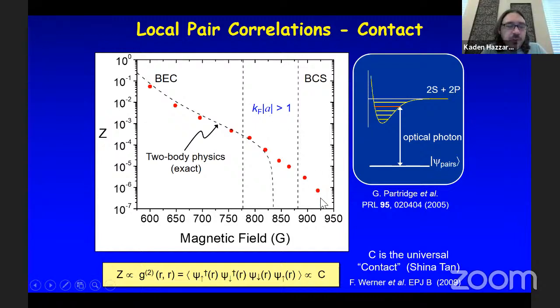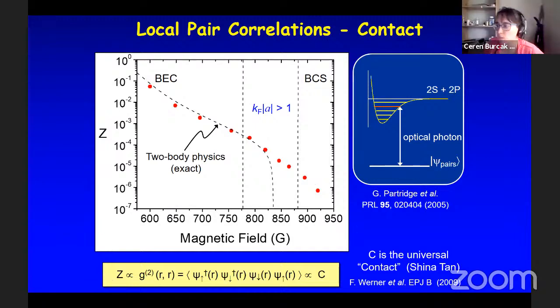Jaron, do you want to unmute yourself? Sure. I was curious whether you are defining this region back to BCS and the unitarity with the theory or experiment?